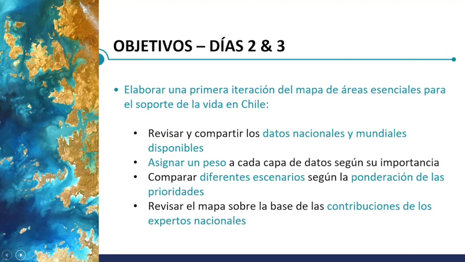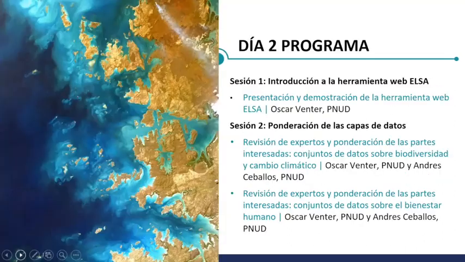Now, afterwards, the map will undergo a second review with the Ministry of the Environment. And at the end of that, the idea is for the map to serve in support of several projects in the country. So today, we'll be joined by our science team lead, Dr. Oscar Venter from the UNDP Global Team. He'll begin with a brief introduction about what we hope to accomplish over the next 2 days.